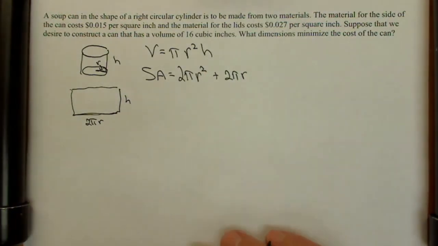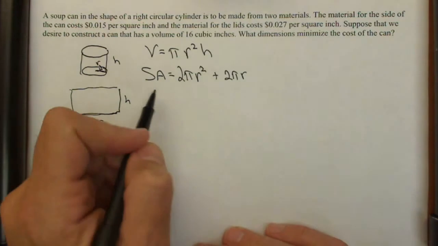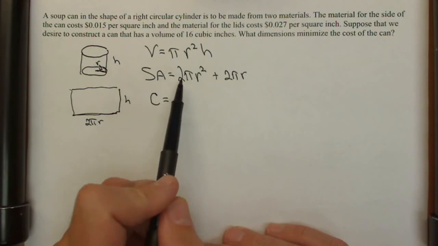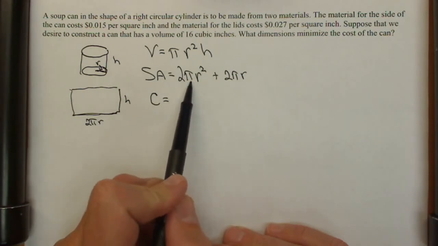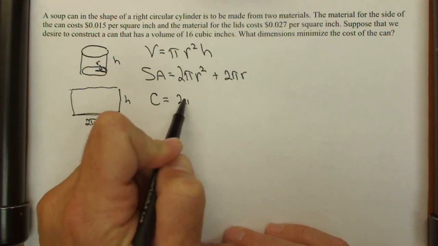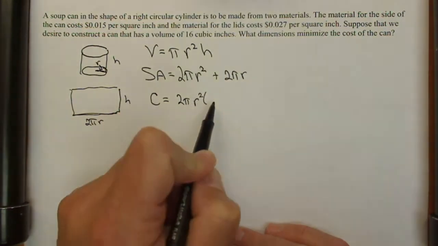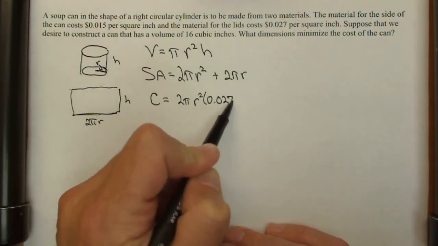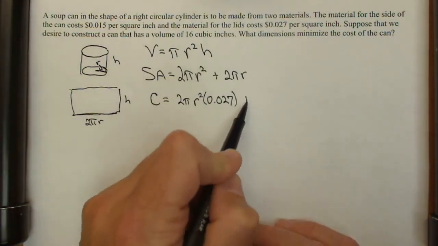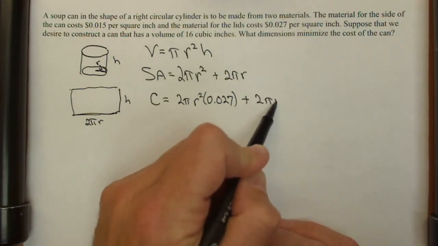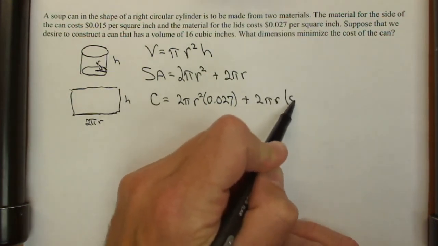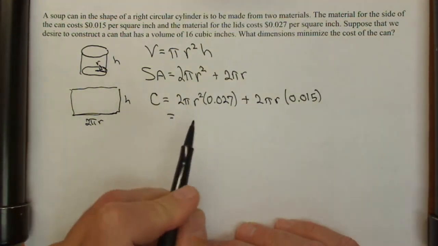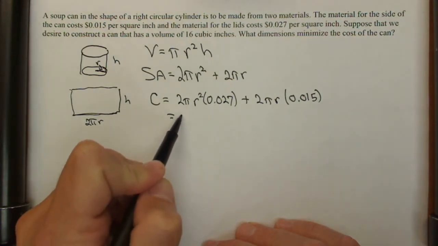Now it's not the surface area we're trying to optimize. It's actually the cost. But we're just going to modify our surface area function to get the cost, because these represent the lids. So the 2 pi r squared is getting multiplied by the 2.7 cents. And we'll do the whole thing in dollars. So 0.027. And the sides are getting multiplied by the 1.5 cents, or 0.015. Let's just do one step of simplification to get our coefficients together.